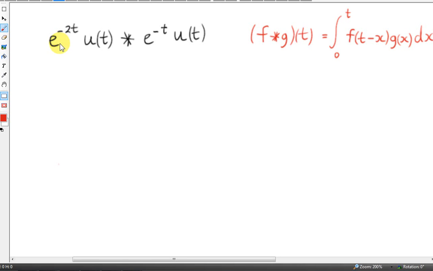In this example we are going to get e to the minus 2t times u of t convolved with e to the minus t times u of t. Here's our formula for convolution.